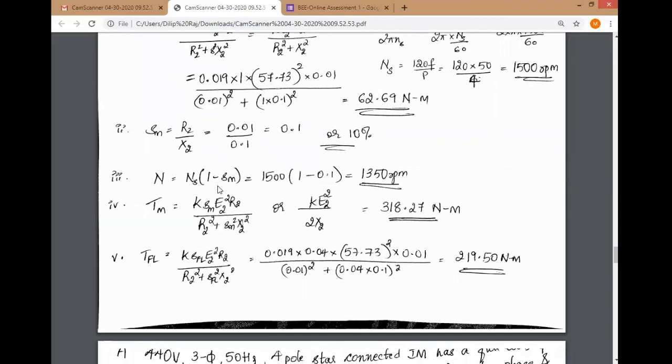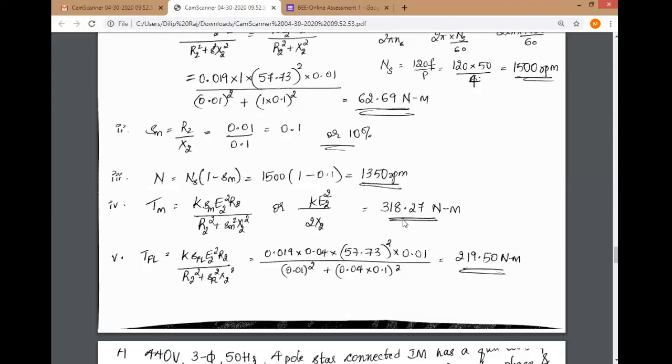The fourth value he wants us to calculate is the maximum torque value. In the general equation of torque, replace S by Sm, where the value of Sm is already known. And remember, we are not taking the percentage value. We should always substitute the fractional value, so Sm while substituting will always be 0.1. Substitute all the known values and simplify, and you get the maximum torque value as 318.27 Newton meter.